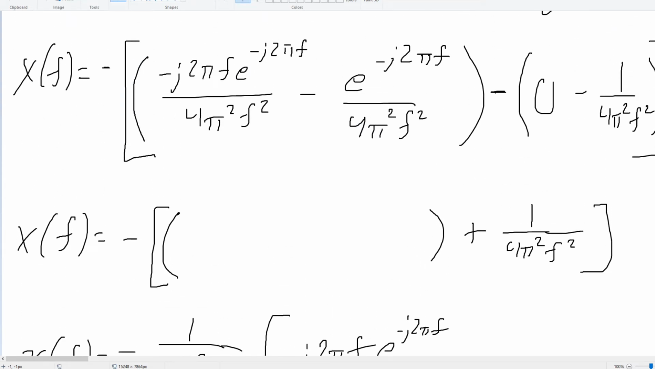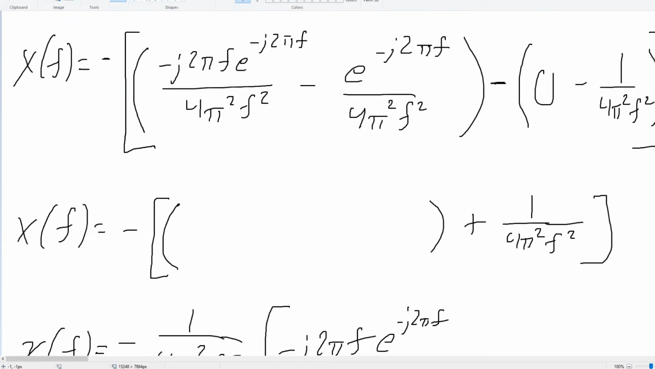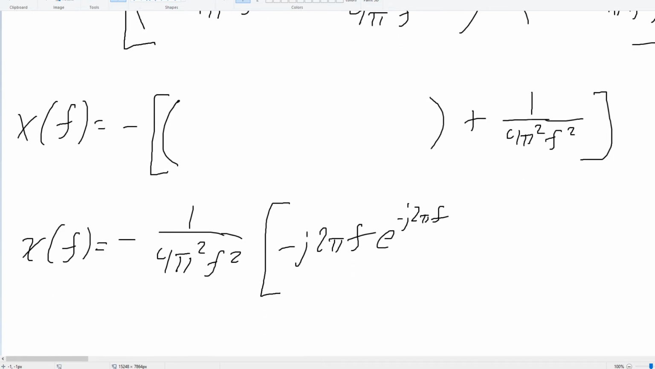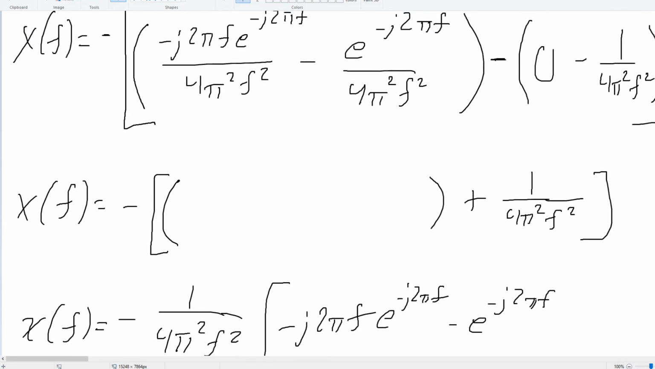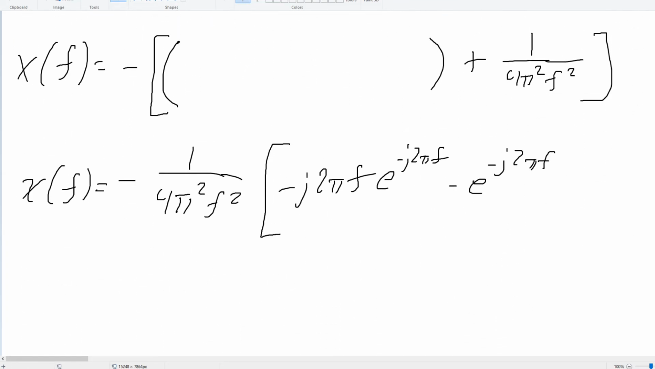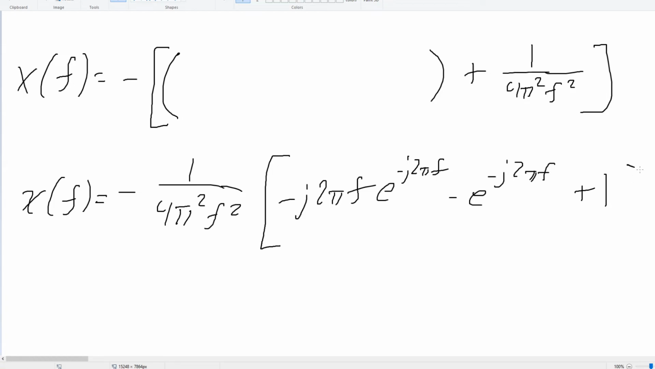And the next part is going to be minus e to the negative j2 pi f. And this last part is going to be plus 1. Right? We take out a 1 over 4 pi squared f squared over here. It's just going to be 1.